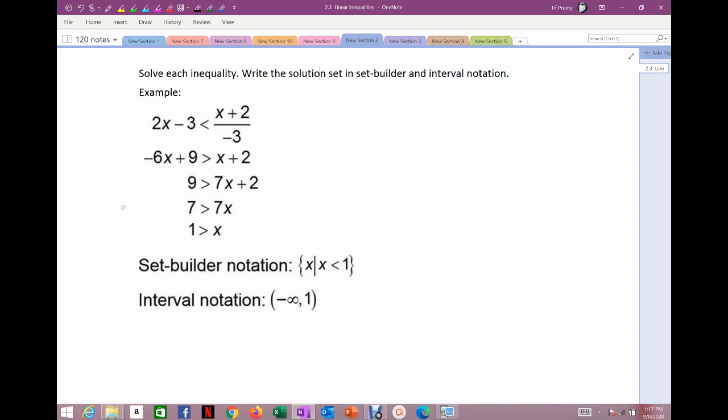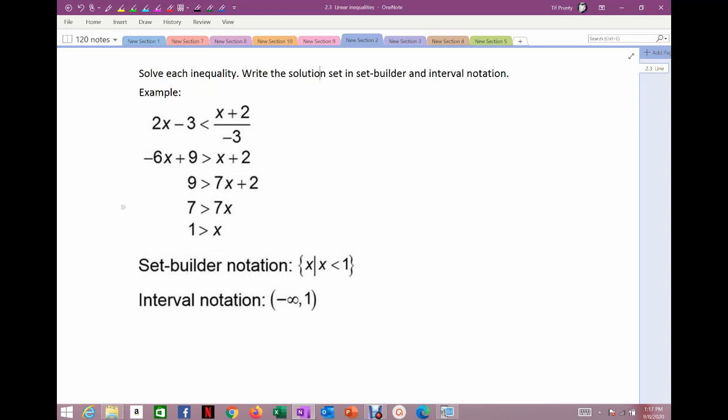All right, so this is an example, and then I'll get into ones where I'll actually solve them out for you. This is just an example to show you how it all pans out when you solve these. So the first one is, I want to know all of the x values where 2x minus 3, when I plug them in, will be less than (x plus 2) over negative 3. All right, so I solve this the way I would solve it with the equation type.